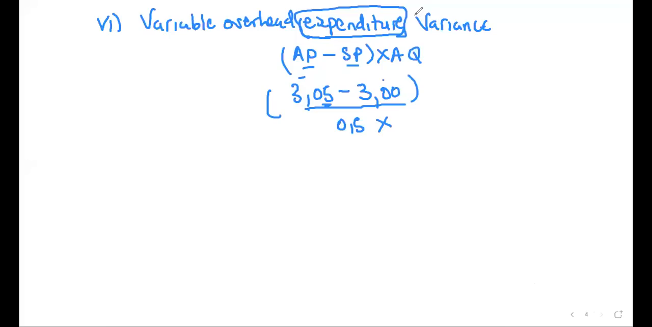0.05 times 51,380. It's going to be how much here?